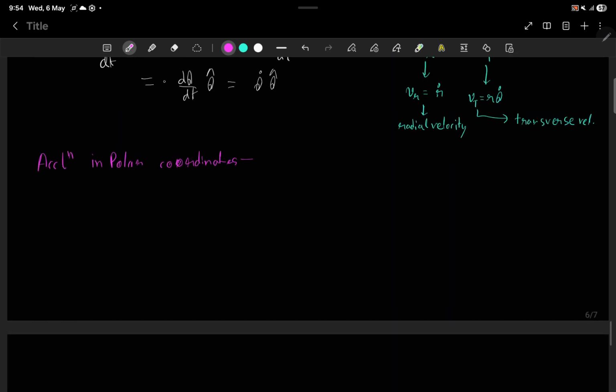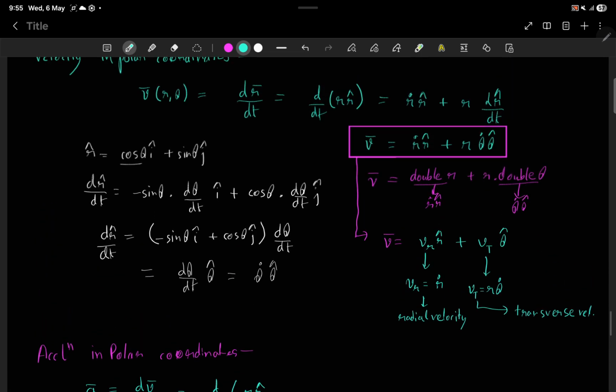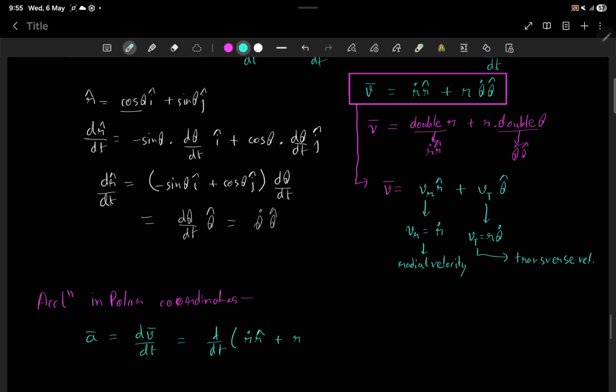So what will be the acceleration in polar coordinates? The acceleration vector equals dv by dt. And what is v? So d by dt of r dot r cap plus r theta dot theta cap.